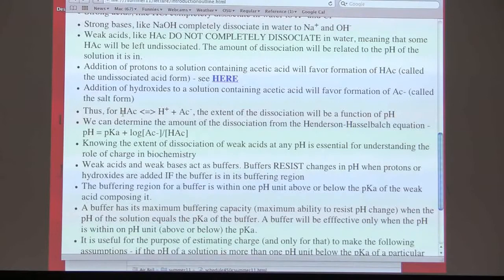How would you do it? Use a Henderson-Hasselbalch equation. And what would you do? I'd put it log over, you say half as much salt as acid? Twice as much salt as acid. Okay, I guess pH minus the log of 2 would equal pKa. And there's the answer to your problem. Make sense?